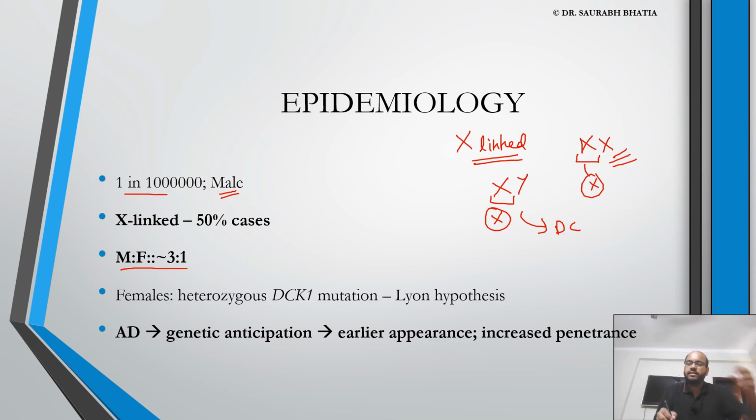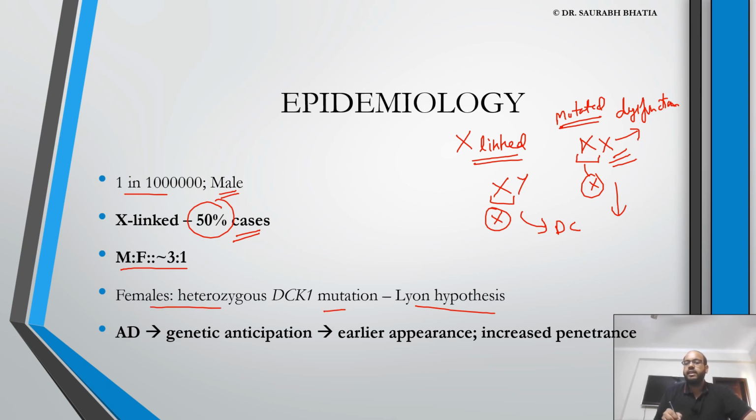So females are less often affected, and they can be affected because of the Lyon hypothesis. The Lyon hypothesis means that one of the X's is mutated, and any other problem in the active or non-mutated X leads to a dysfunctioning gene. This is the reason why many X-linked disorders can present in females, because of inactivation of the normally working X copy. We have already told you that 50% of the cases are X-linked. Females can have heterozygous mutations, and that is because of the Lyon hypothesis.